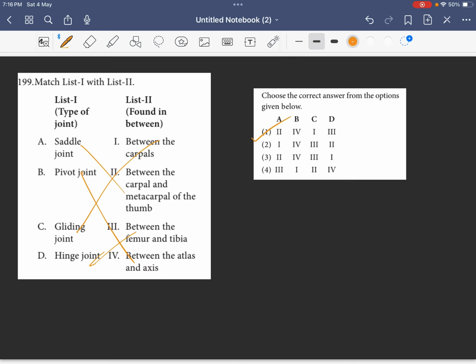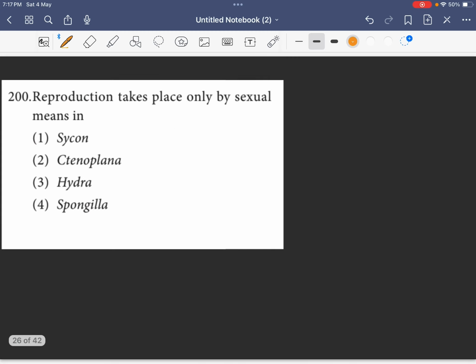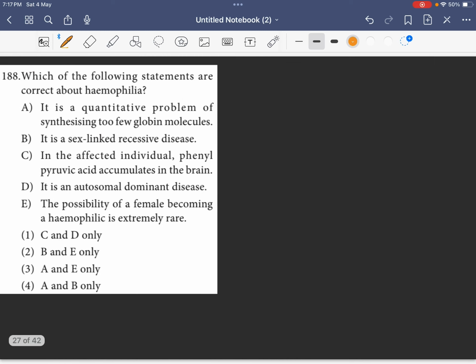So option 1 is your answer, right? No doubt, it's direct from your NCERT. Reproduction takes place only by sexual means in which one? Not Cycle, not Hydra, not Spongilla, only in the Ctenoplana. So your answer is 2, right?